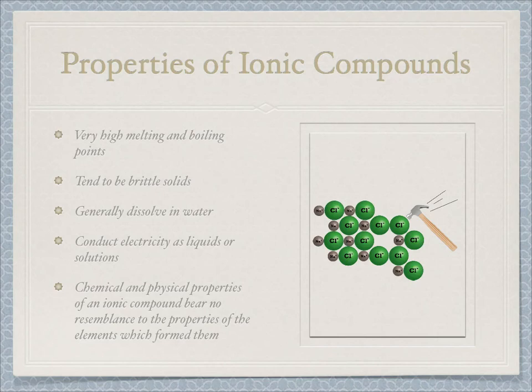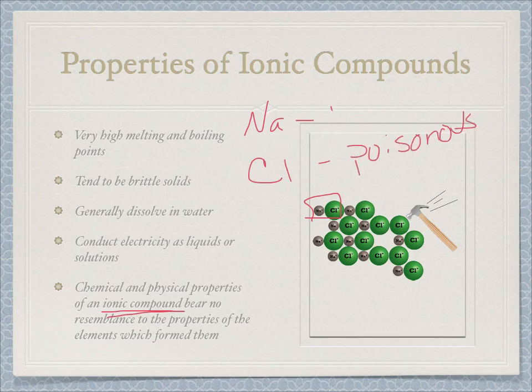The other really interesting thing is that the chemical and physical properties of the ionic compound have no resemblance to what they started with. If you take, for instance, sodium and chlorine, okay, sodium is a metal that if you expose it to air, it's going to react. If you put water on it, it'll start to burn. It's a very, very reactive metal. Chlorine is a poisonous gas, okay, very reactive.